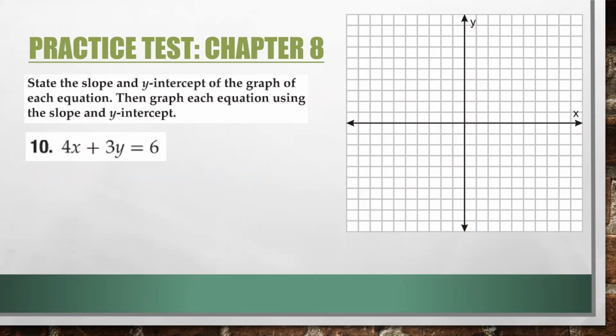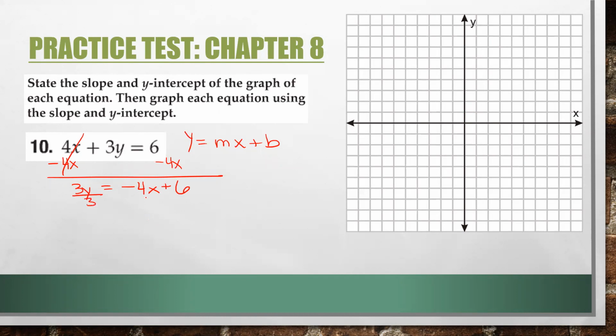Same thing, it says to state the slope and the y-intercept. Now this one, remember it needs to be in y equals mx plus b form. Well, this isn't in y equals mx plus b, but what we can do is isolate y, and then it'll be in slope-intercept form, okay? So first thing I'm going to do is subtract 4x from both sides. So I get 3y equals -4x plus 6, okay?